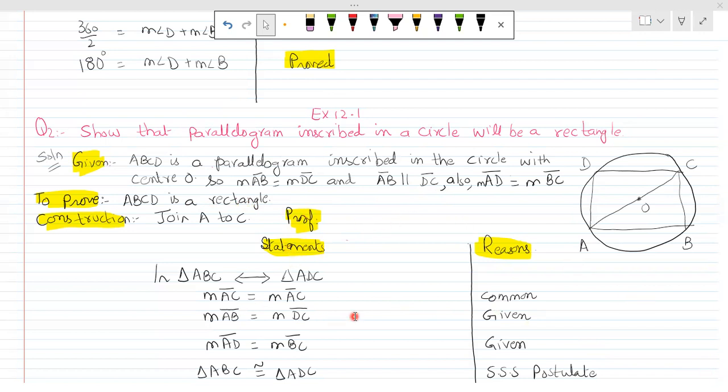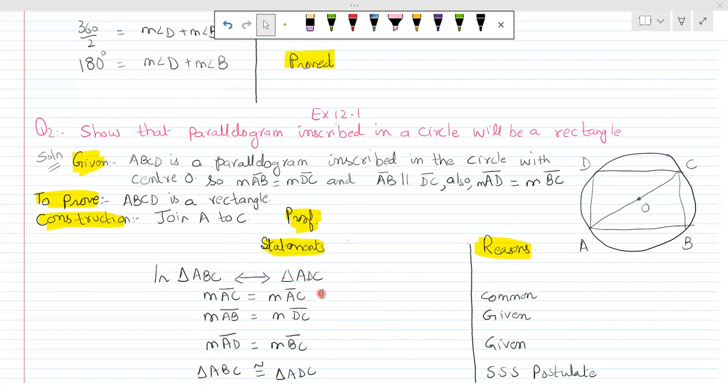We will take the step of construction as joining point A to point C, so that we can have two triangles. In the correspondence of these two triangles, ABC and ADC, we are noting certain points so as to complete the formalities of some postulate.